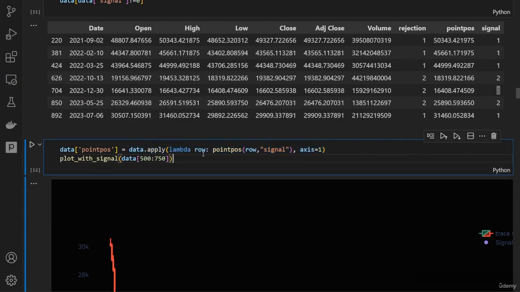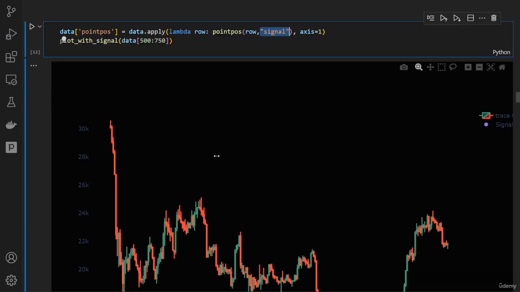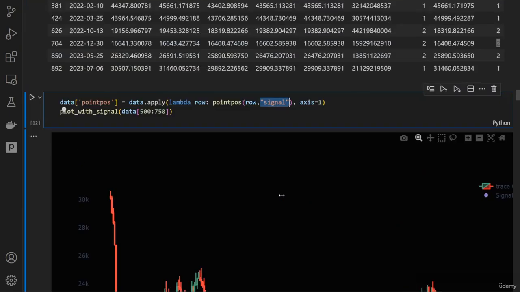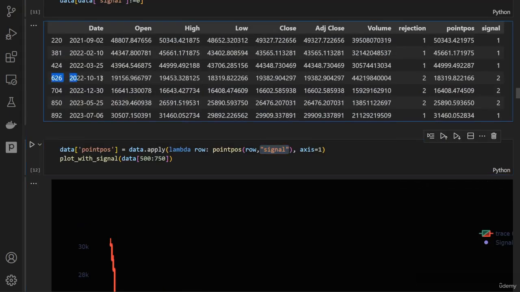So I'm using the point position function, and I'm providing the signal row, which is this signal that I want to plot on the bar charts. And then I'm plotting the bar charts of a slice of my data frame, provided the point position or the signal's position. Let's check. So here we have, this is a bullish signal. This is candle 626. So it's this one. Okay, I took a random one.